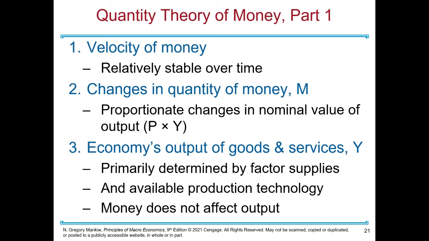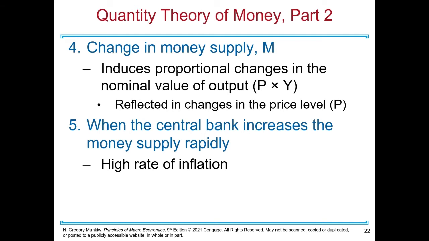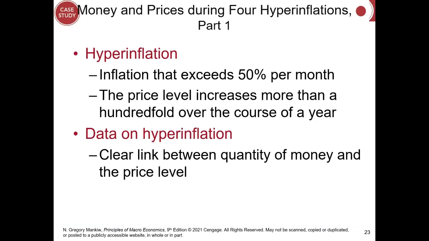This just kind of explains what I discussed just now. Velocity of money is stable from this graph. Changes in quantity of money are going to affect prices, not really Y, because if you look at number 3, it says it's primarily determined by factor supplies, not money. Which means that if M increases, it's going to be P. P has to change in order to keep the equation similar.